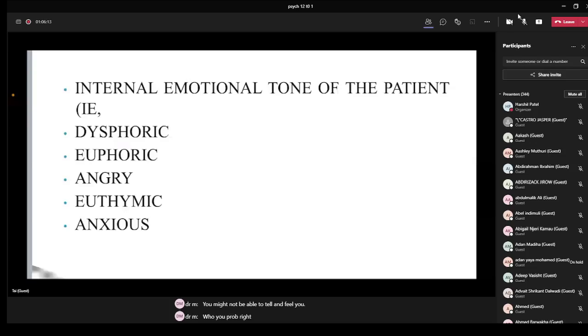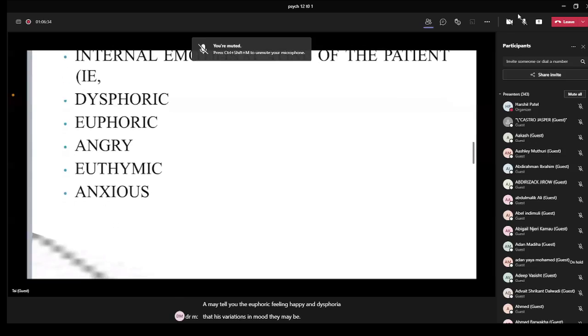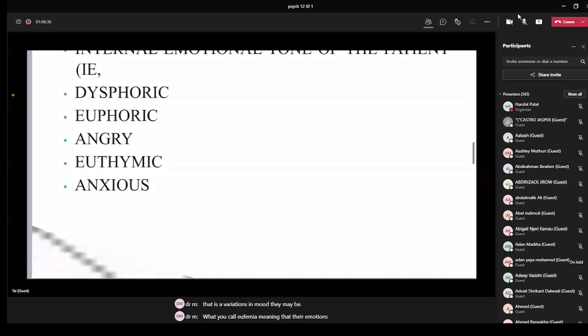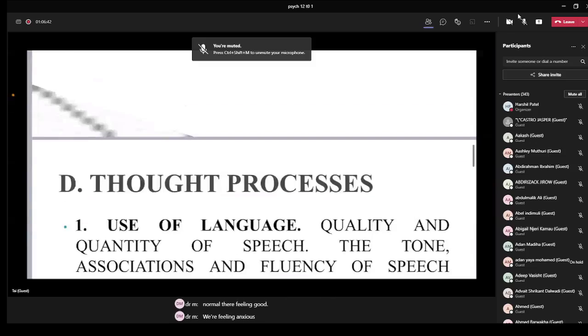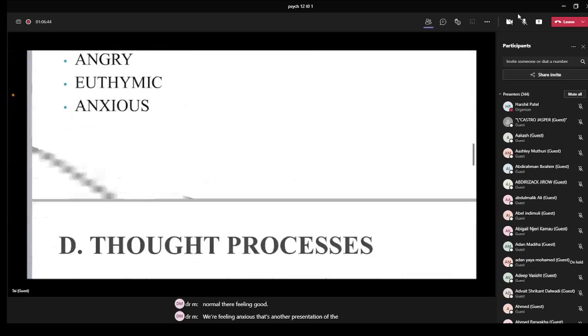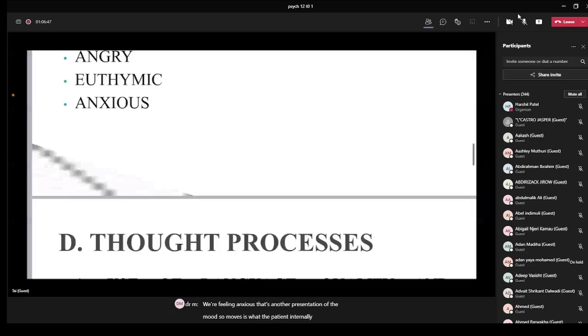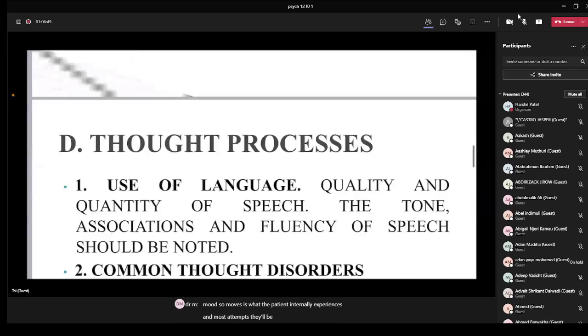They may tell you they are feeling sad. They may tell you they are anxious. They may tell you they are angry. They may tell you they are euphoric, feeling happy. Dysphoria, that is variations in mood. They may be what we call euthymia, meaning that their emotions are normal. They are feeling good. They are feeling anxious. That's another presentation of the mood. So mood is what the patient internally experiences, and most of the time they'll be able to tell you when you probe.